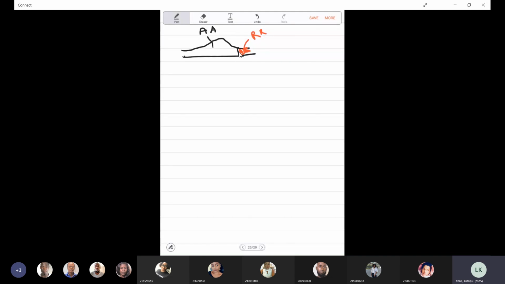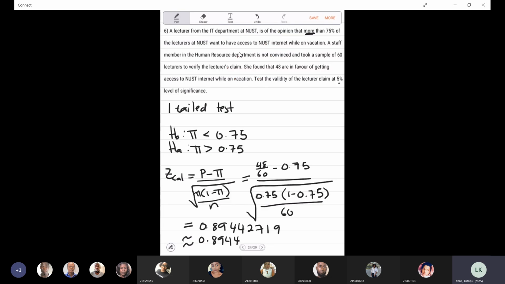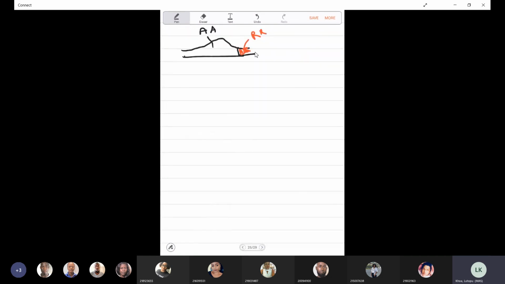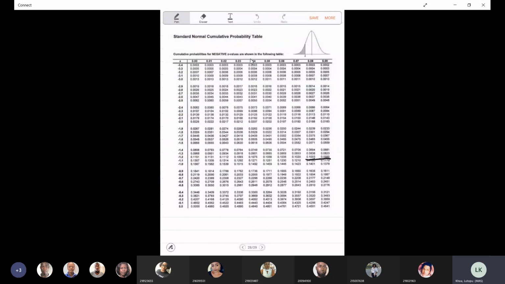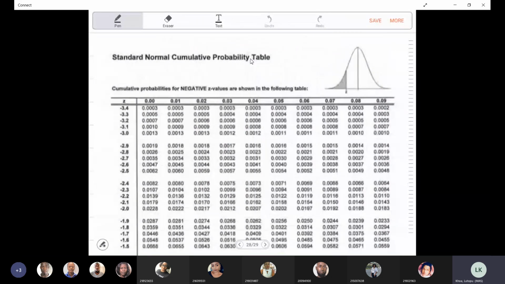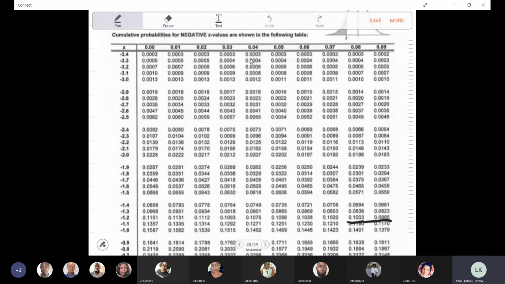Now, because we are testing at 5% level of significance, that means that this rejection region should have an area of 0.05. So this area here should be 0.05. So again, we go to our normal table and find 0.05 in the normal table. Now remember, you only divide by 2 if you are doing a two-tail test. This is a one-tail test, so I don't divide the 0.05 by 2. So I look for 0.05.